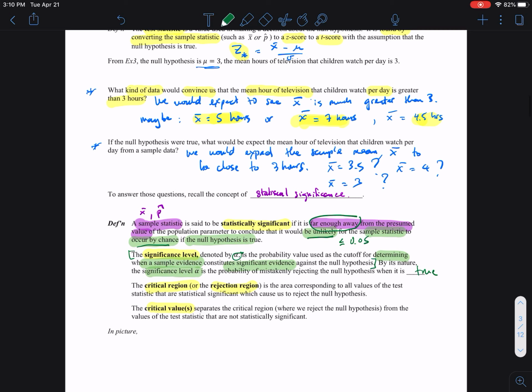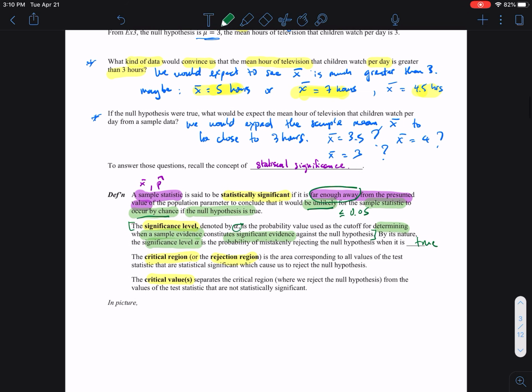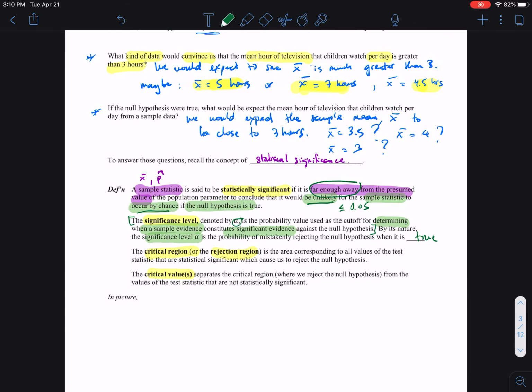So very similar to the range rule theorem that we discussed early on in the semester, and that just to show some data values as usual, not usual. Now we look at probability, a much more complicated concept. The next definition we have is critical region.